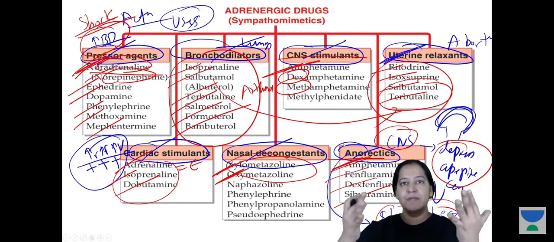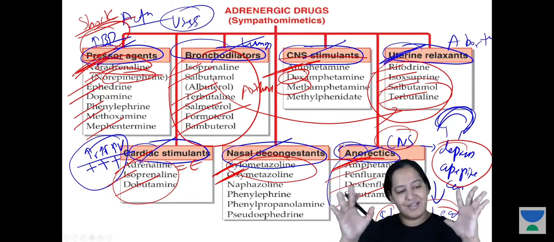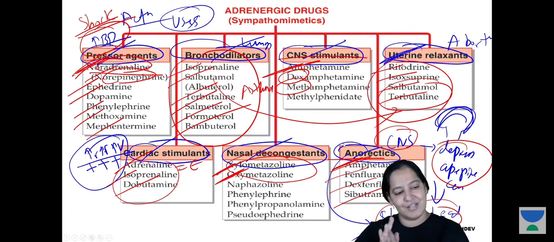Give me a thumbs up. So these are the main categories of the drugs. Done?